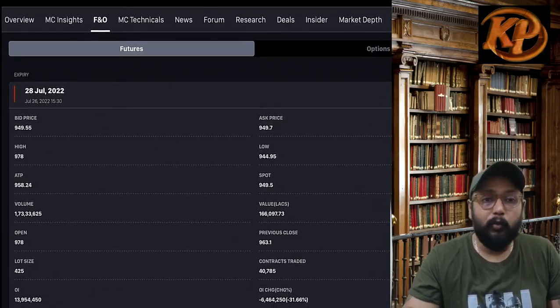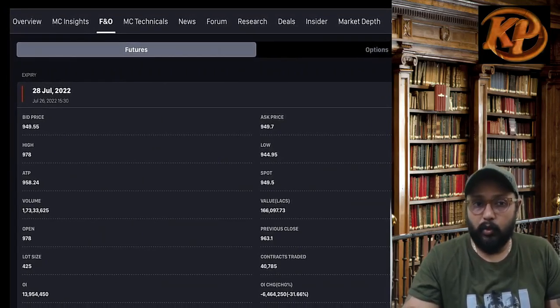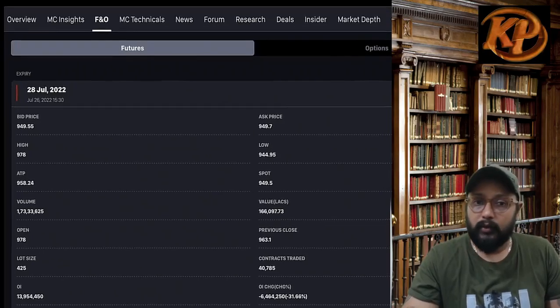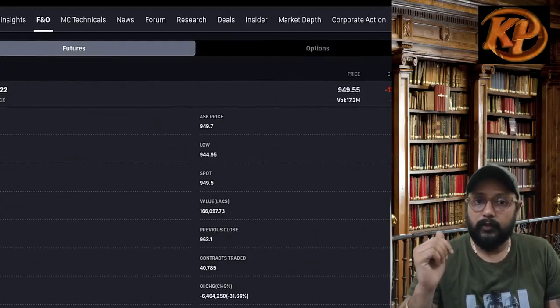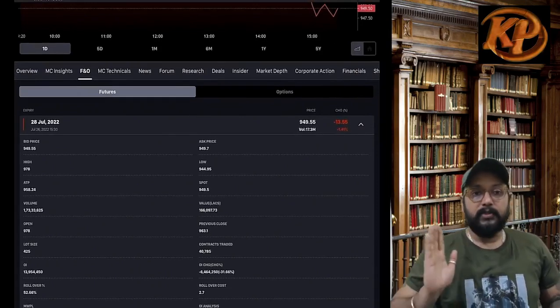Then you find high and low values given. Aaj ka total, today what was the high and today what was the low. That kind of values will be given to you. I hope this is making sense.